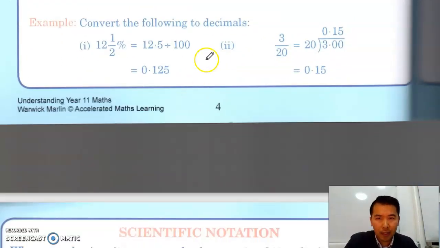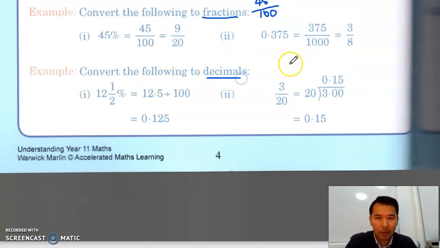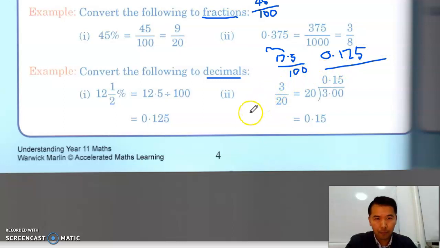A decimal should have a dot. A decimal should have a dot. So what do you do? You have 12.5 over 100, and you put a dot. When you divide by 100, this dot moves to the left 2 times, so 0.17125.